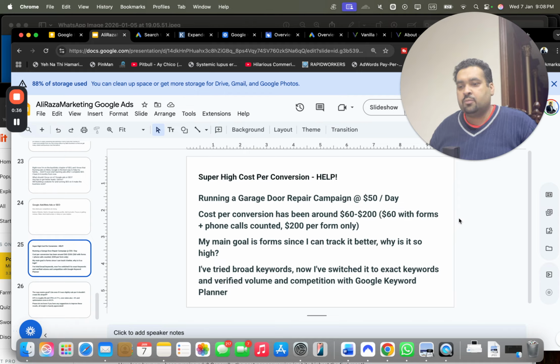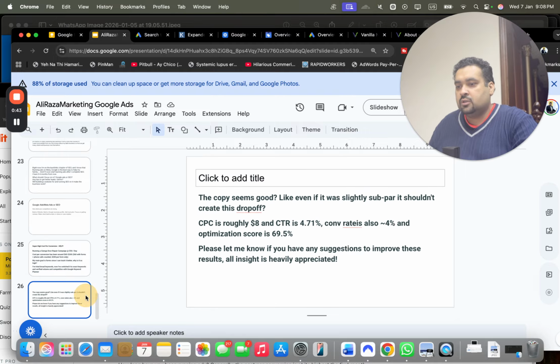I have tried broad keywords, now I have switched to exact keywords and verified volume and competition with Google Keyword Planner. The copy seems good, like even if it was slightly subpar, it shouldn't create this drop off. CPC is roughly $8 and CTR is 4.71%. Conversion rate is also 4% and optimization score is 69.5%. Please let me know if you have any suggestions to improve these results. All insights are heavily appreciated.